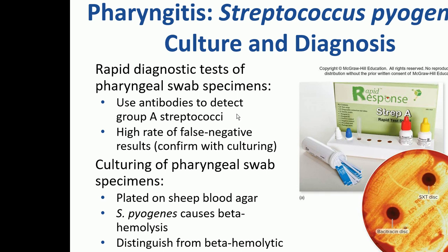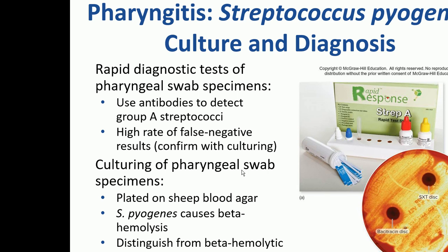And how this infection can be diagnosed. Pharyngeal swab samples can be taken, and antibodies are used to detect group A streptococci. These pharyngeal swab specimens can also be cultured. They can be plated on sheep blood agar, and Streptococcus pyogenes causes beta hemolysis.